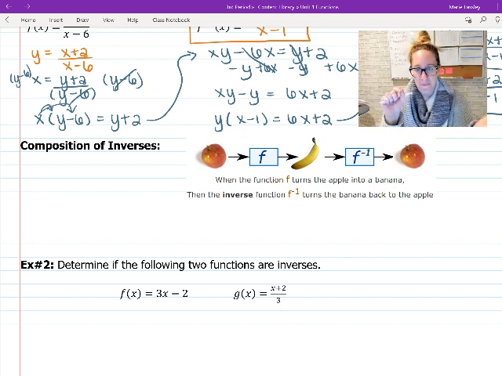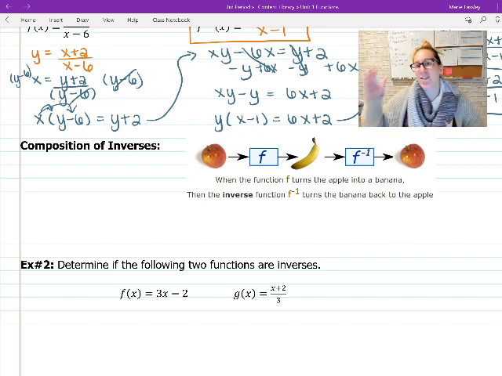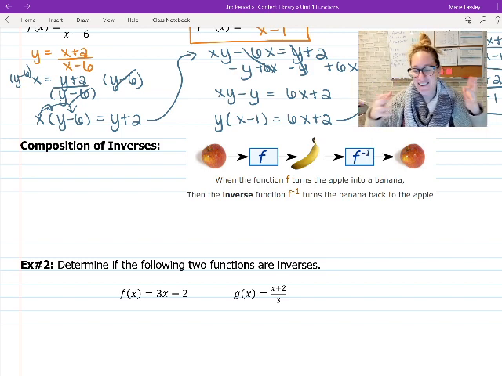But this is what it's saying. If you have an apple and you put it into your function and it spits out a banana, well, if you take that same banana and you put it into the inverse function, it's going to get you back to the apple. So function f turns the apple into a banana. The inverse function turns the banana back to an apple. That's what this is saying, which I know is kind of funky, but visually, it made sense for me. I thought it was kind of a cool visual. If you think it's stupid, that's okay.